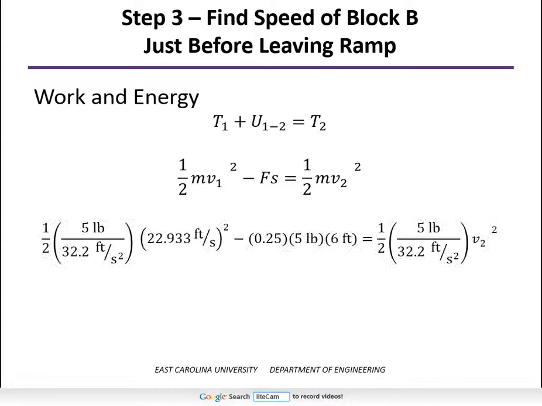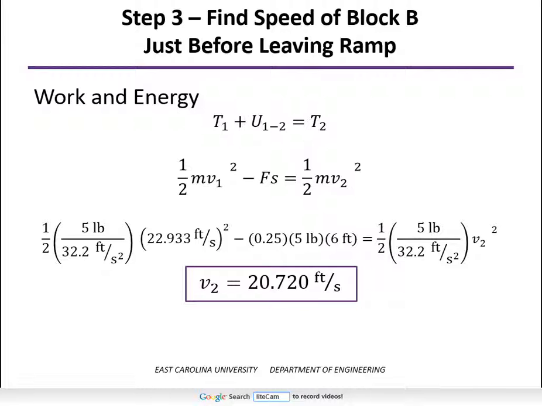And so plugging in again our known values into that, in this case we do have to bring in the value of g, 32.2 feet per second squared, to be able to convert our weights into masses. And this middle term here is the coefficient of kinetic friction times the normal force, which is equal to the weight in this case, times the distance through which it acts. And again, it's doing negative work on the system. So we find that the velocity is slowed down from about 23 feet per second to a little under 21 feet per second. It's not going very far, so the velocity change isn't terribly great.